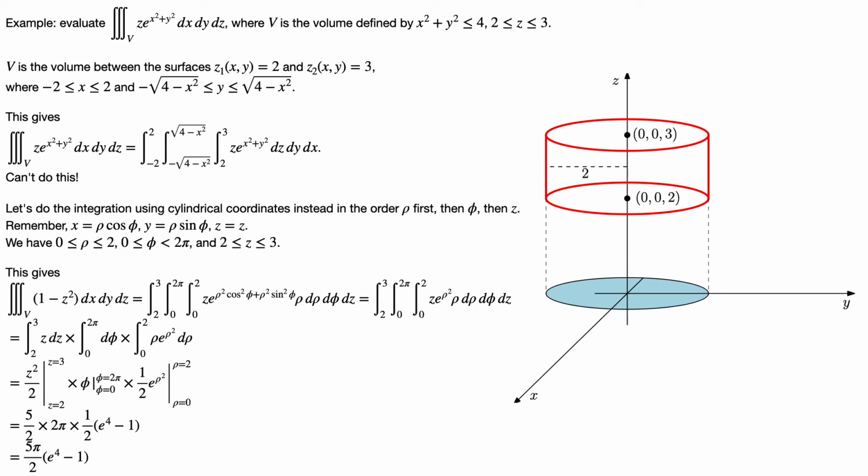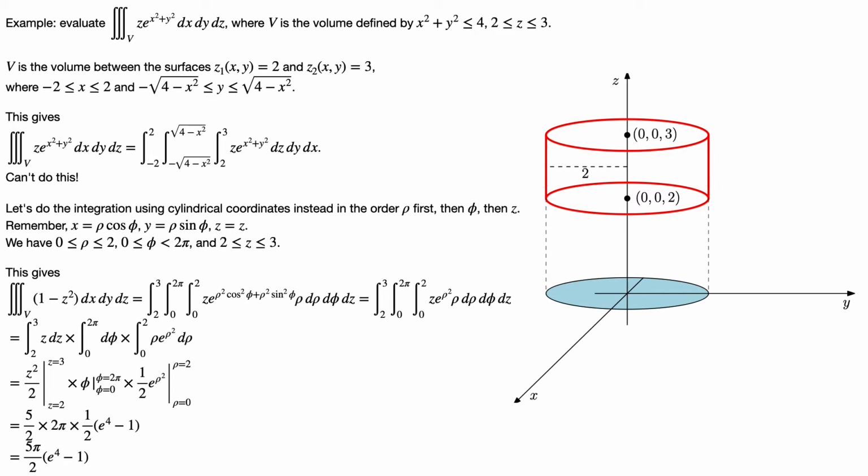Another example. We want to find the integral of z times e to the x squared plus y squared over the volume on the inside of a cylinder of radius 2 between z equals 2 and z equals 3, where the outer wall of the cylinder has the equation x squared plus y squared equals 4. Let's try to do the integration in the order z first, then y, then x this time. The surfaces z1 of xy and z2 of xy that bound the volume in the z direction are just z1 of xy equals 2 and z2 of xy equals 3.